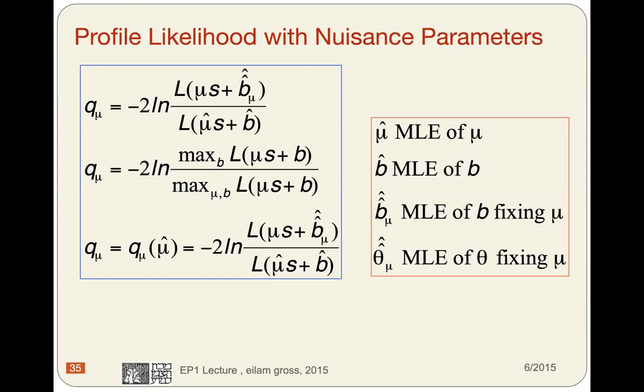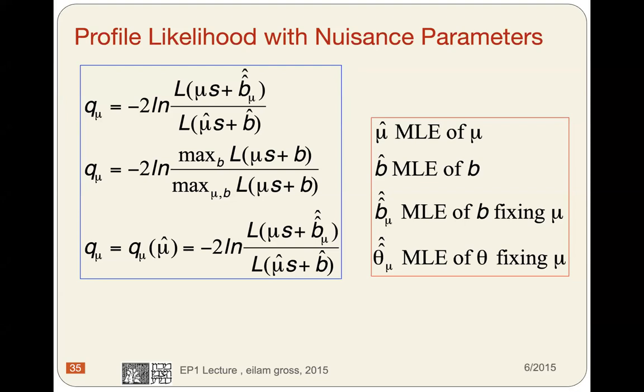If my tested mu is very close to mu hat, then the denominator and the numerator will be equal. So it will be minus 2 log of 1, so it will be 0. So when the tested mu agrees with that of the data, then my Q, my test statistic, is 0. When the tested mu is incompatible with the data, then the likelihood of the numerator will be much smaller than the likelihood of the denominator, and this will be a very small fraction. So the log will be very negative, minus 2 log will be very positive.